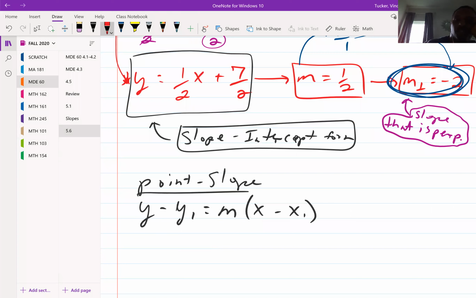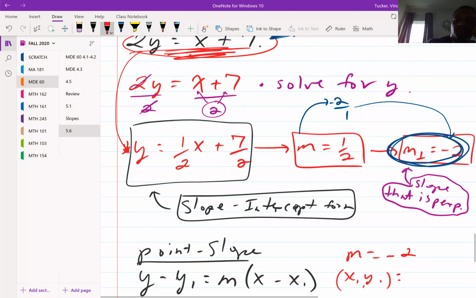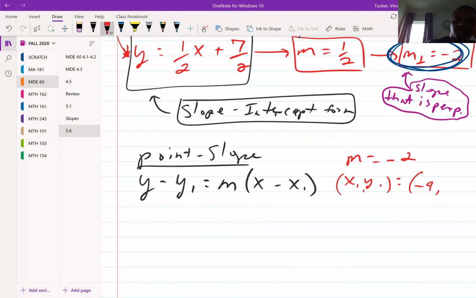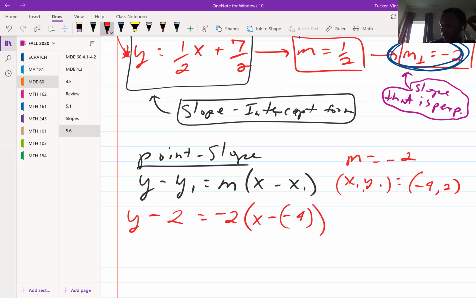All right. So we got our slope as -2, and x1, y1 was (-4, 2). And we plug them in. So y1 is 2, m is -2, and x1 is -4. Make sure you don't lose a negative. I try to warn you guys about that as you plug in your values. Make sure you don't lose negatives.